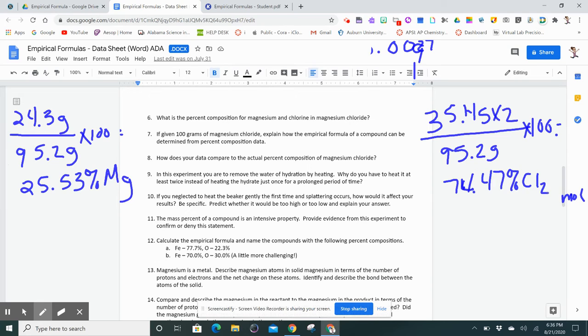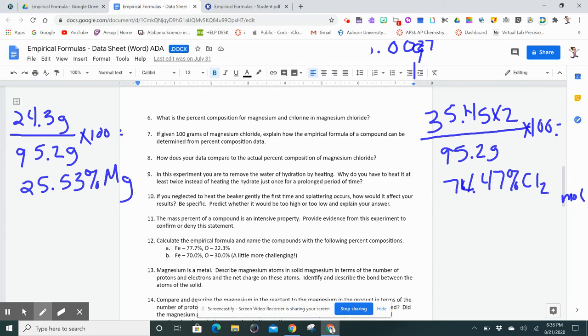Okay. So on number 7, it says if you're given 100 grams of magnesium chloride, explain how the empirical formula of the compound can be determined from the percent composition data. So if you're not told the molar mass, or if you're not told how much you have, what you can do is base that off of 100. And then knowing your percent composition, you can work backwards to find the empirical formula.